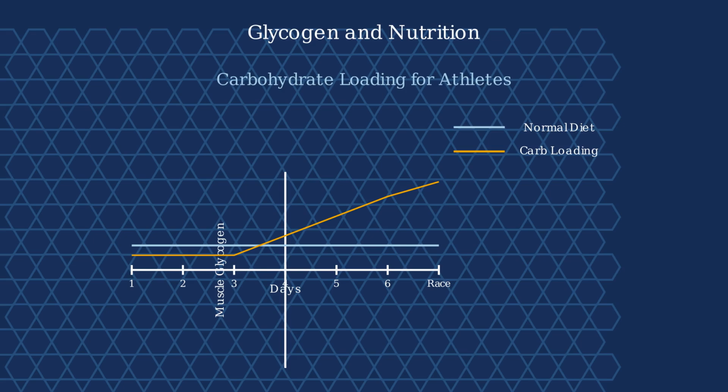Modern protocols often skip the depletion phase and focus on 3 to 4 days of high carbohydrate intake, ranging from 8 to 12 grams per kilogram of body weight per day. This strategy can increase glycogen stores by 50 to 100% above normal levels, which is particularly beneficial for endurance events lasting more than 90 minutes.